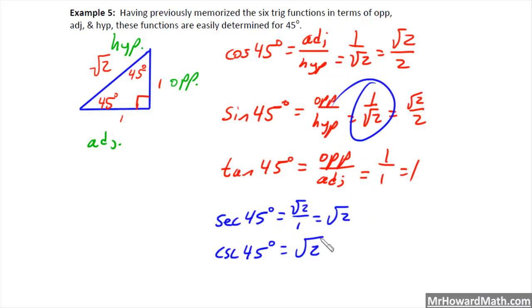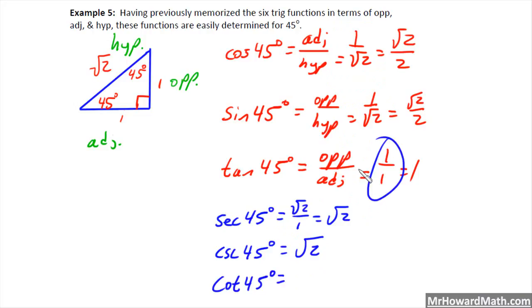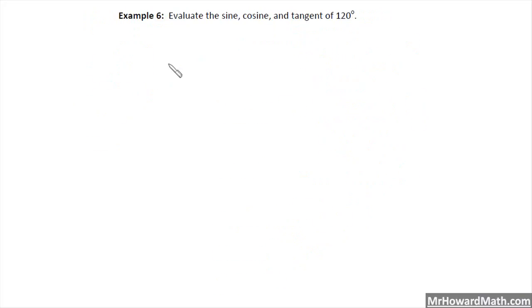And then that also means that cotangent 45 degrees is going to be pretty easy in this case. The reciprocal of 1 over 1 is still 1 over 1, so it's just 1 as well. So there are the 6 for 45 degrees.